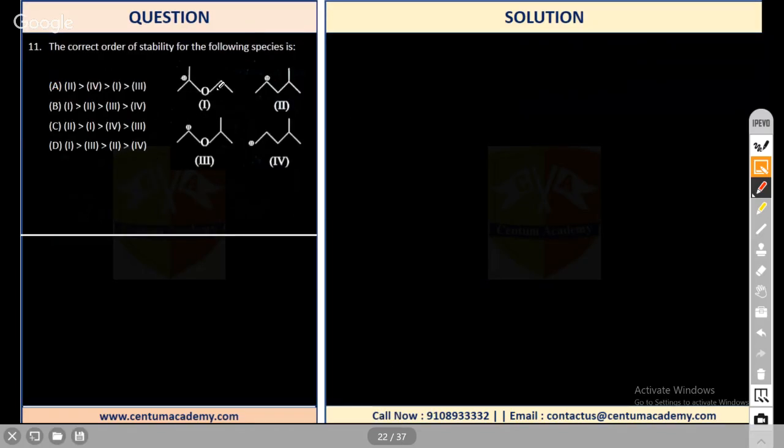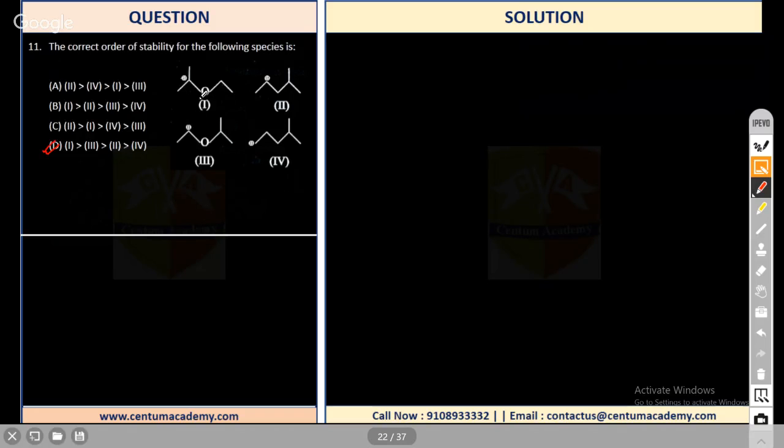The correct order of stability of the following species. Eleventh one, Vishish is getting D. D is right.